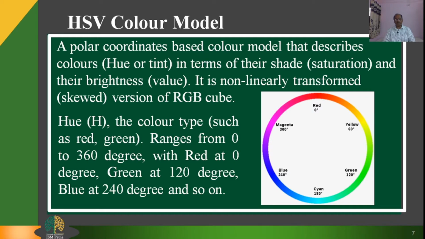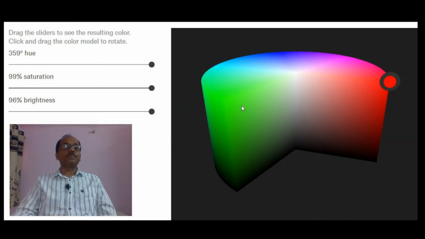This is illustrated. I am just going to illustrate this in the interactive example, where all possible color mixes are represented within the bounds of the cylinder. So, let us see on the screen the interactive HSV color model. Dear students, please look on the screen.